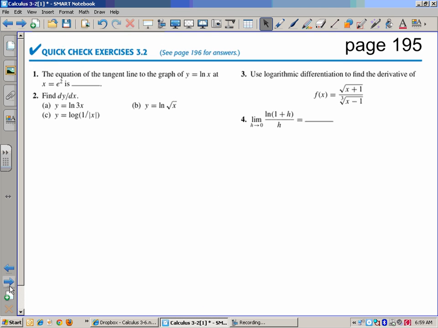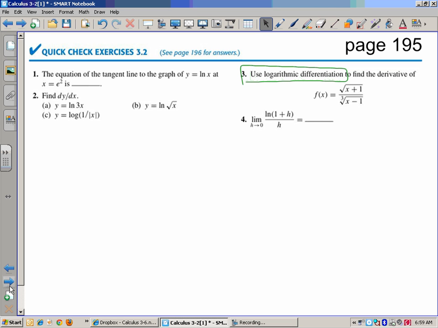Okay, here's where you're at now. You are now going to practice the quick check exercises. These are on page 195. You can go to page 196 to see the answers. If you are told to use logarithmic differentiation, for example, right here, that's going to look very, very similar to the last example that we just did, okay? So remember to use those log properties first, and then go back and take the derivatives, okay? Log properties first. It makes it easier.